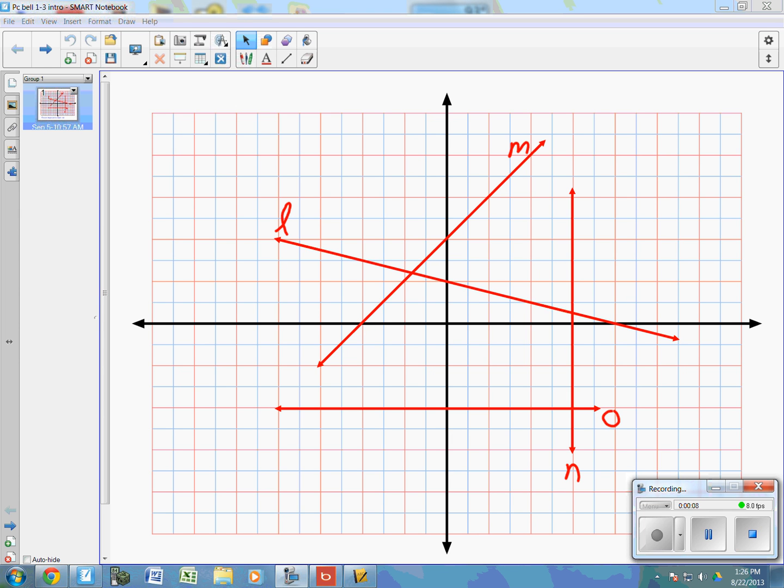Okay, so looking at these lines right here. Let's start with L. Who did L? Who would like to volunteer to tell us about L? What is the slope of L? Oh, average rate of change, right? What is average rate of change? What's another name for it? Slope. Everybody write down up there where it says average rate of change, write slope. Actually, average rate of change is for the slope of a certain point on a curve, whereas just rate of change is slope.